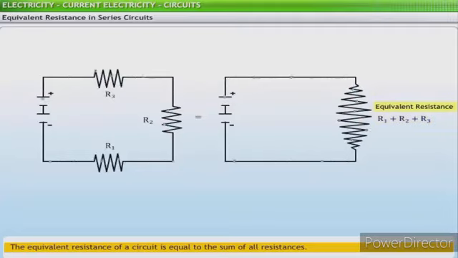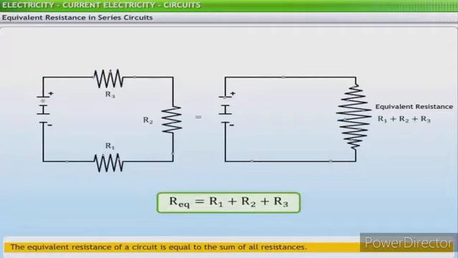The equivalent resistance of a circuit is the amount of resistance that a single resistor would need in order to equal the overall effect of the collection of resistors in the circuit. For series circuits, the mathematical formula for computing the equivalent resistance, R equivalent, is equal to R1 plus R2 plus R3.